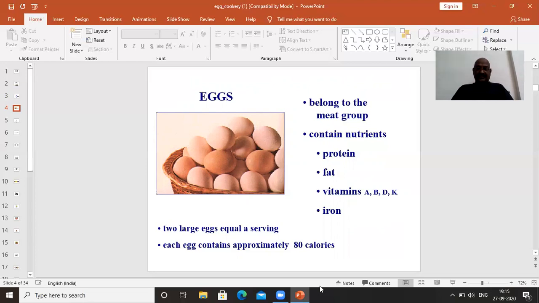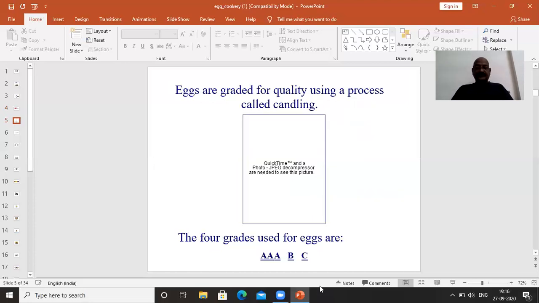Two large eggs equal a serving. Each egg contains approximately 80 calories. In terms of calories also, it is good when you eat the egg. So nutritionally, egg is good for kids, middle age, older age, teenagers, any age or any gender. The egg is good for health.